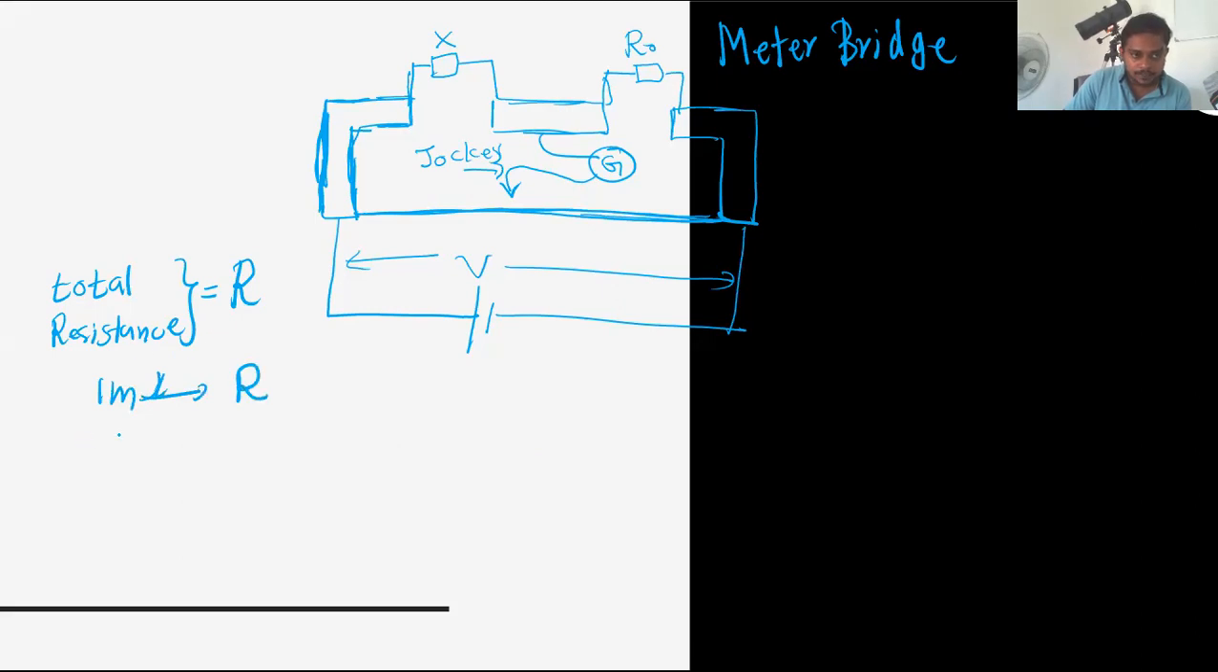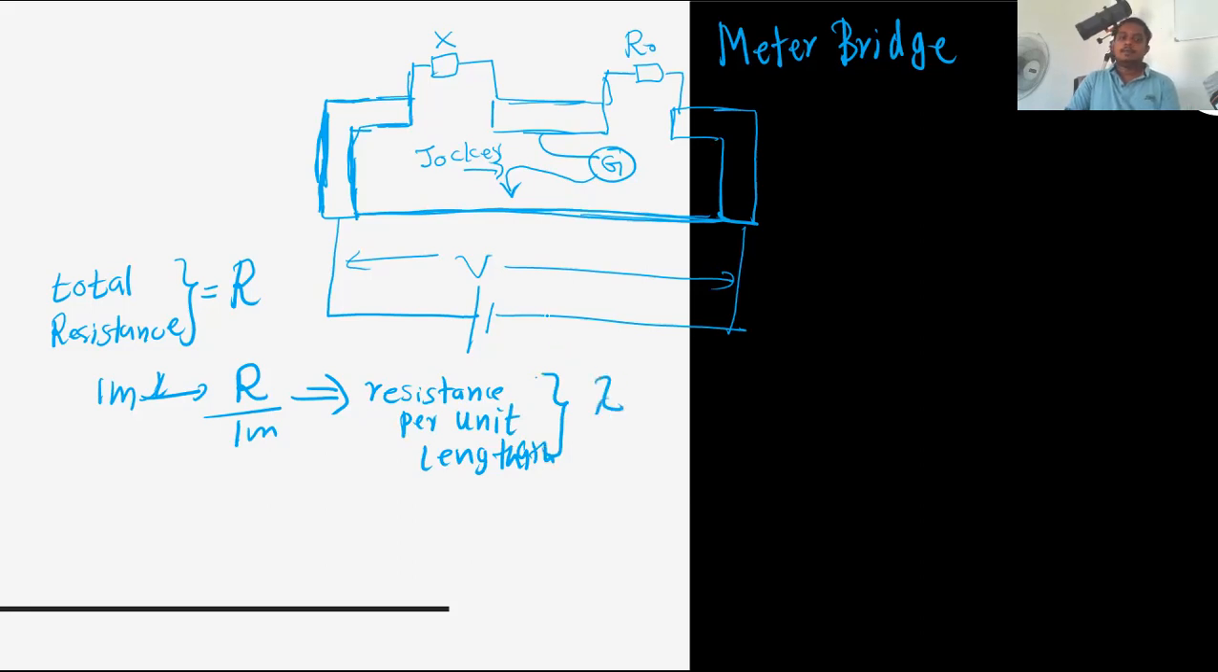So for 1 unit, we can divide by 1 meter and give a name for that: the resistance per unit length. Let's say lambda. For unit length, the resistance is lambda.